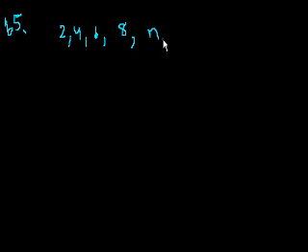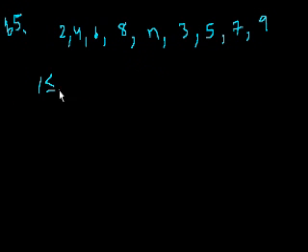We're on problem 65. They wrote 2, 4, 6, 8, n, 3, 5, 7, and 9. And they tell us in the list above, if n is an integer between 1 and 10 inclusive, so that means that n could be 1, and it could be 10, or any number in between, and it's an integer, then the median must be the median, right?